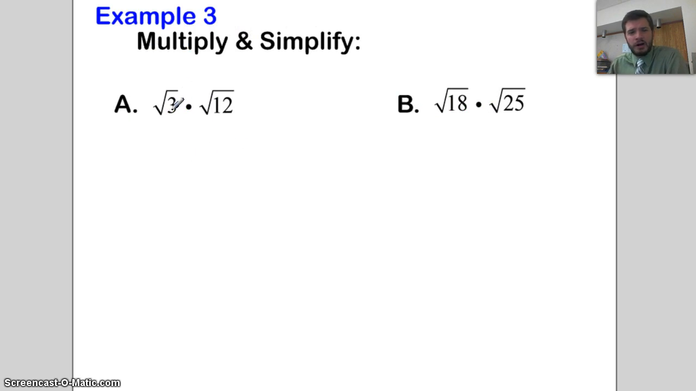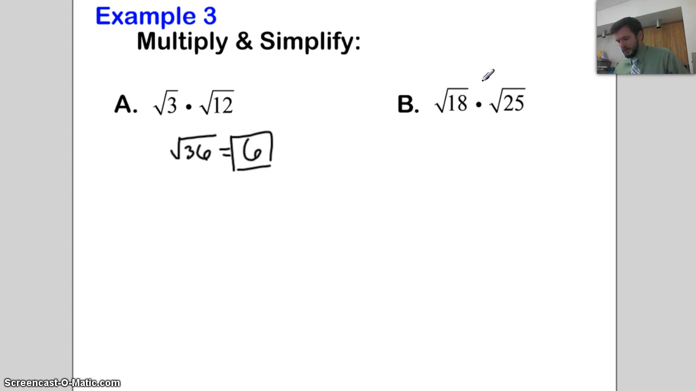You see here the only numbers on the outside are 1s, so 1 times 1 is 1, and we don't even need to worry about it. Then we just multiply the insides together. 3 times 12 is 36, so this will be the square root of 36, and we know the square root of 36 is 6. That was easy.